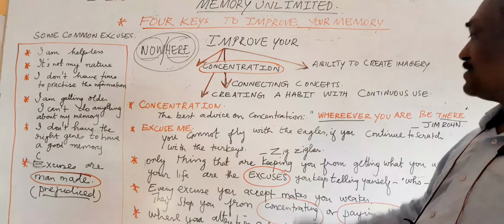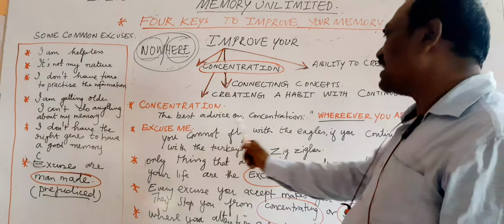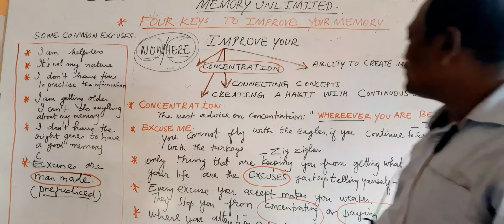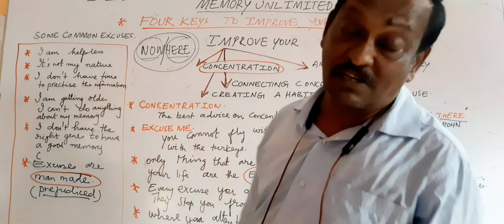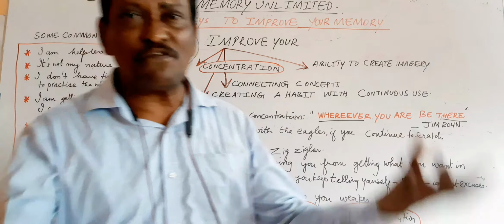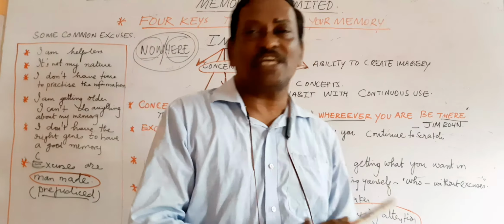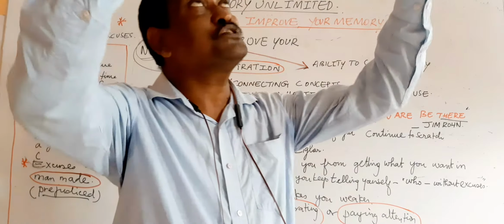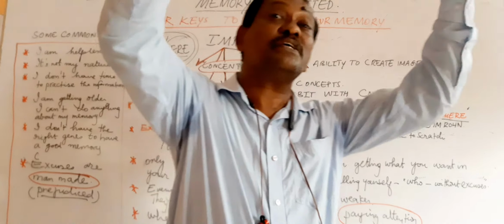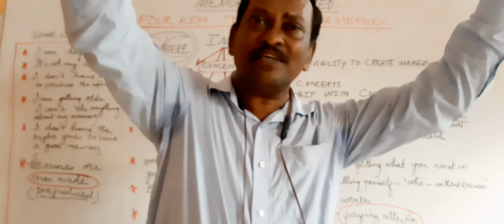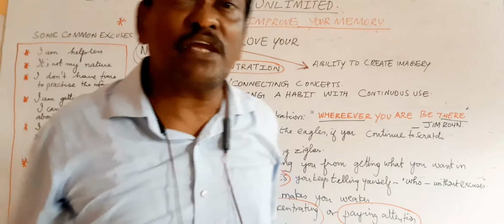Look at the statement by Zig Ziglar. You cannot fly with the eagles if you continue to scratch with the turkeys. You know the difference between a turkey and an eagle. An eagle is meant to fly higher and higher and higher, because the sky is exactly the place where an eagle should be.